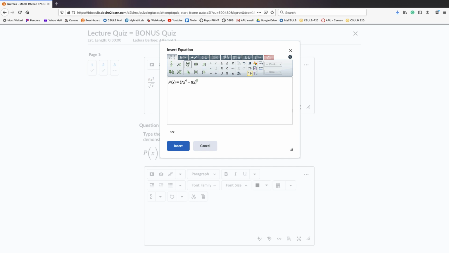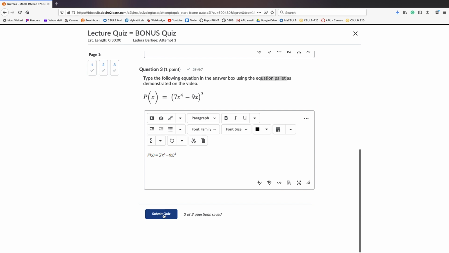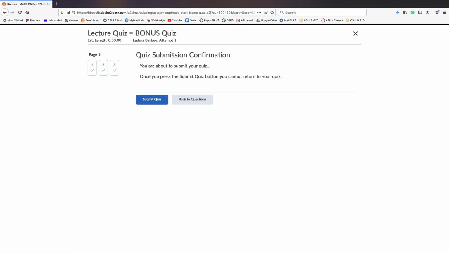But again, I can use the exponent of 3, and you can even have exponents on exponents, but that won't get me full credit. So I need to delete that, and I can hit insert. No check mark yet, but generally you should be okay, because you probably would have scrolled down to hit submit quiz, and as soon as you hit it, it would have saved it.